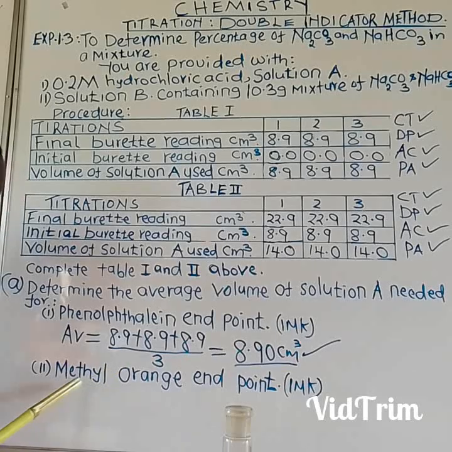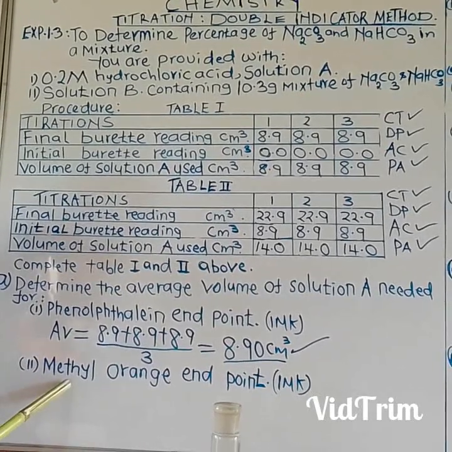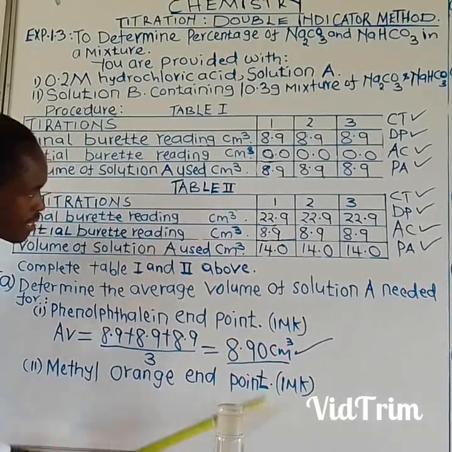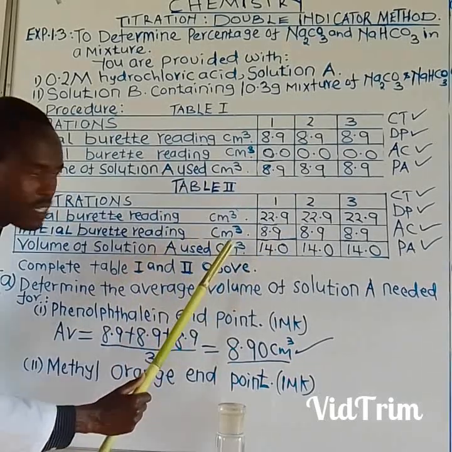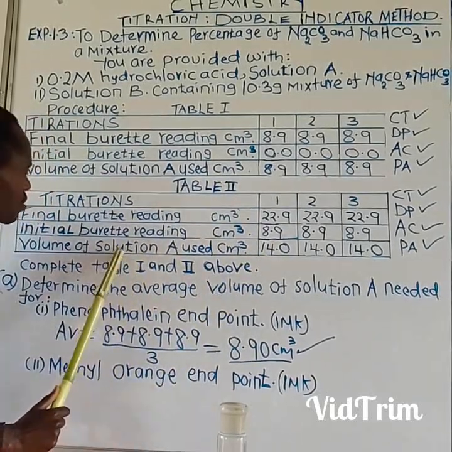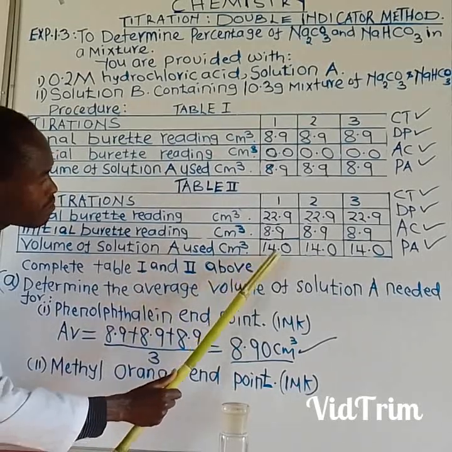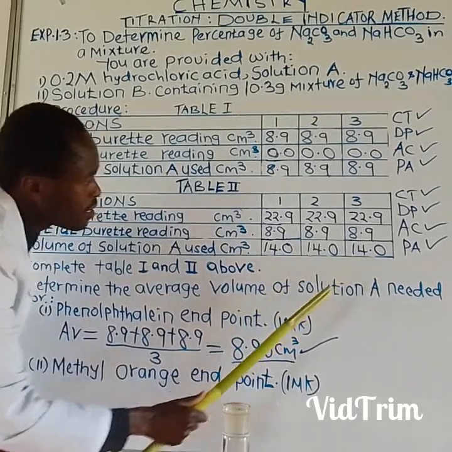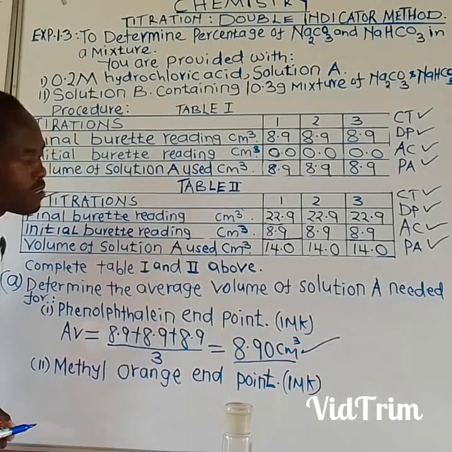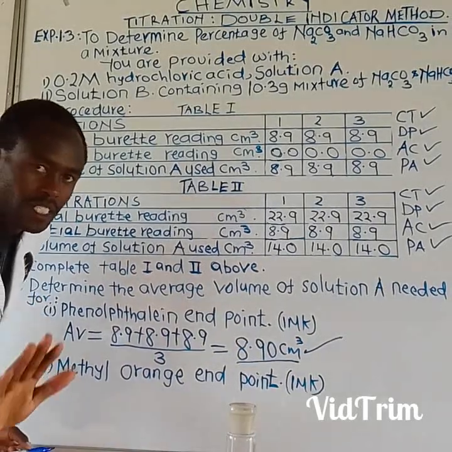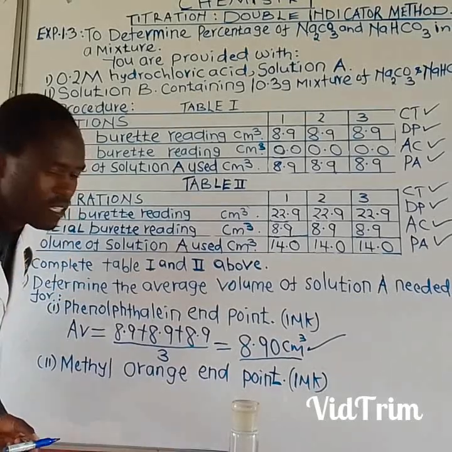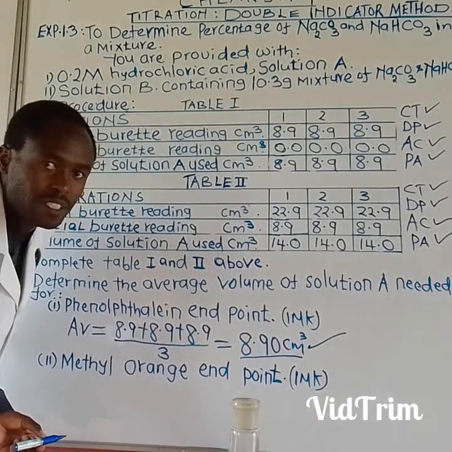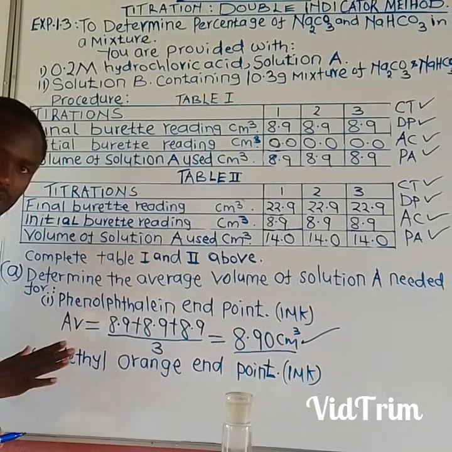Then Roman 2, the volume of solution A needed for methyl orange endpoint. So that's the average volume now in table 2, my student, where we have solution A used in methyl orange. We take volume for titrations 1, 2, and 3, and because there are 3, then we divide by 3. And during averaging, we look at consistency, and you can see my values 14.0, 14.0, 14.0. Is it okay? So I can use them to average.